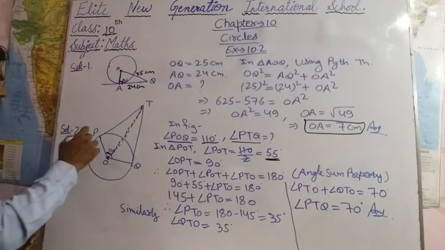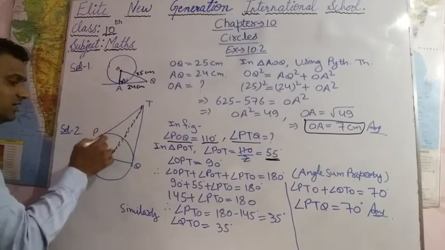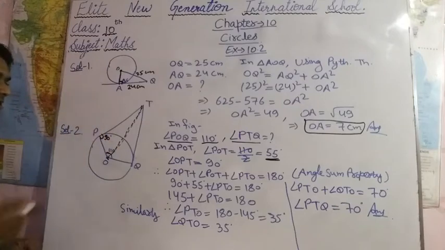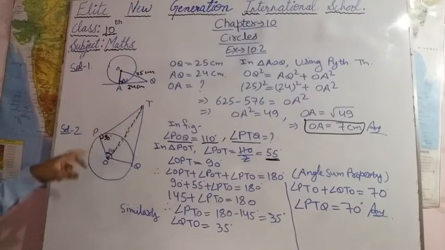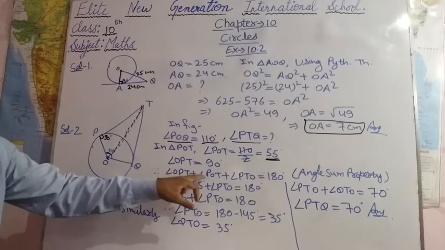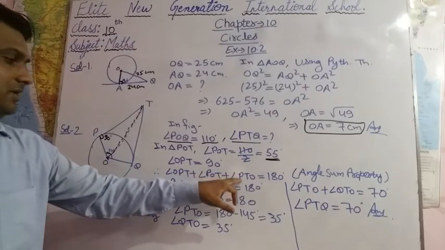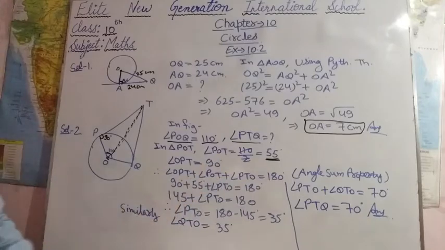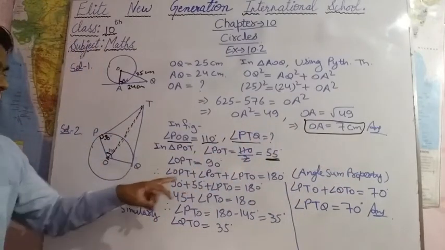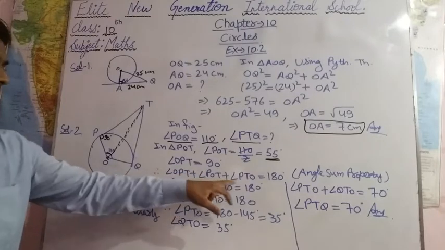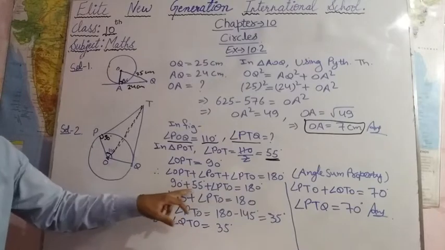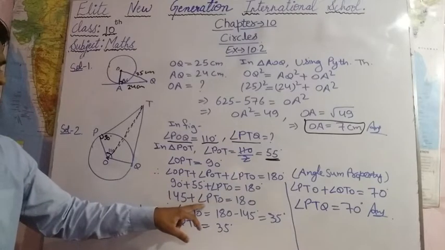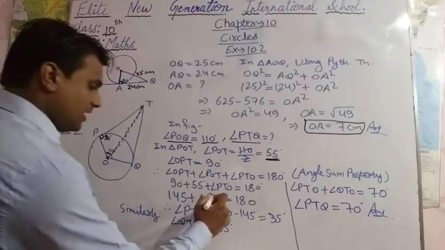If angle OPT is 90 degrees, by the theorem it will be 90 degrees. So in triangle TPO, angle OPT plus angle POT plus angle PTO equals 180 as per the angle sum property. Now we can put the value of OPT as 90 and POT as 55, and here we have to find PTO. So 90 plus 55 is 145, plus angle PTO equals 180.